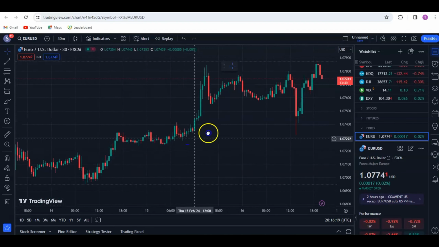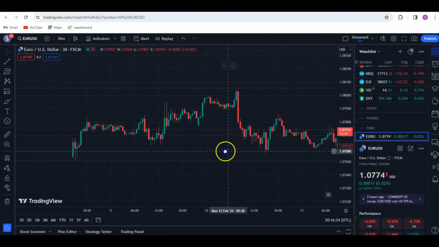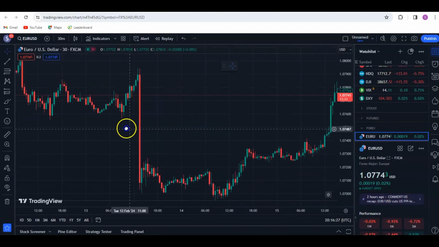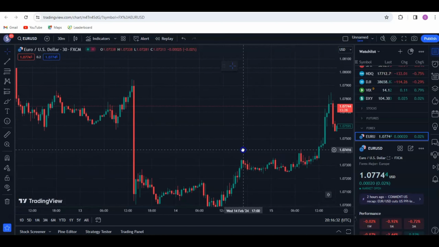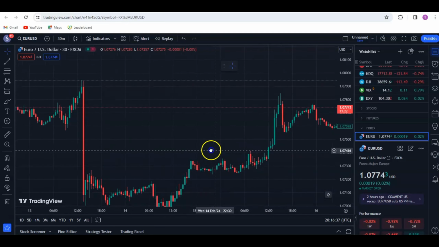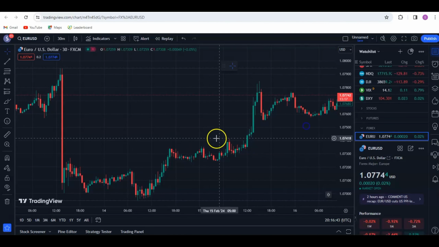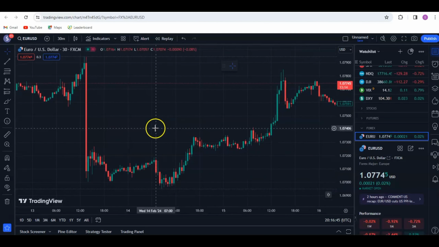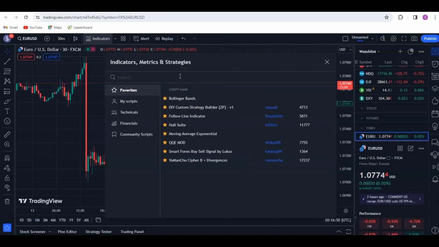Looking at this chart right now, you can see that it is very difficult for us to know which trend we are currently in. For those of us that don't know what a trend is, we have two trends: the uptrend and the downtrend. But now we can't identify the trend because all we can see is candles moving up and down. We can see the buy pressure and the sell pressure, but we can't know which trend we are currently on. That is why we are going to be using an indicator to help us know the trend we are on.